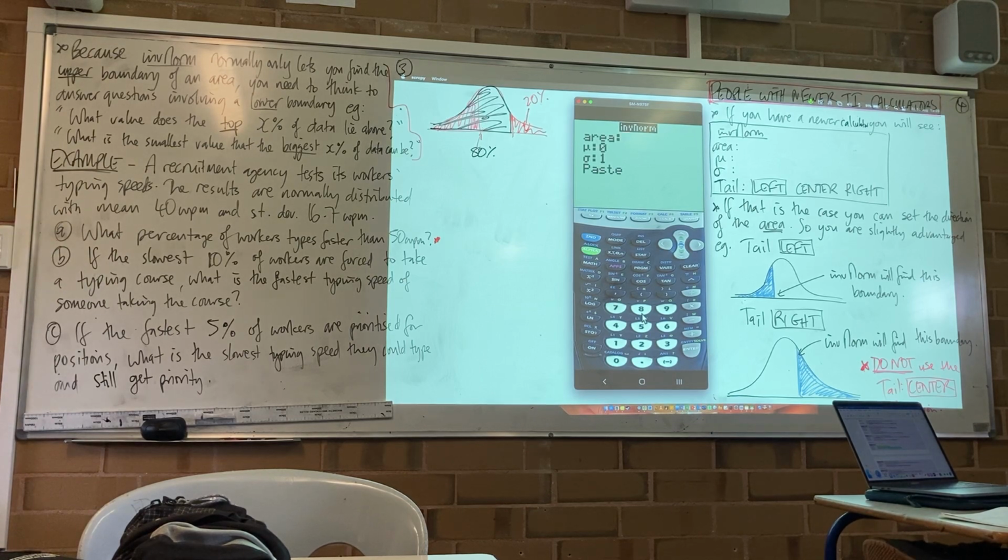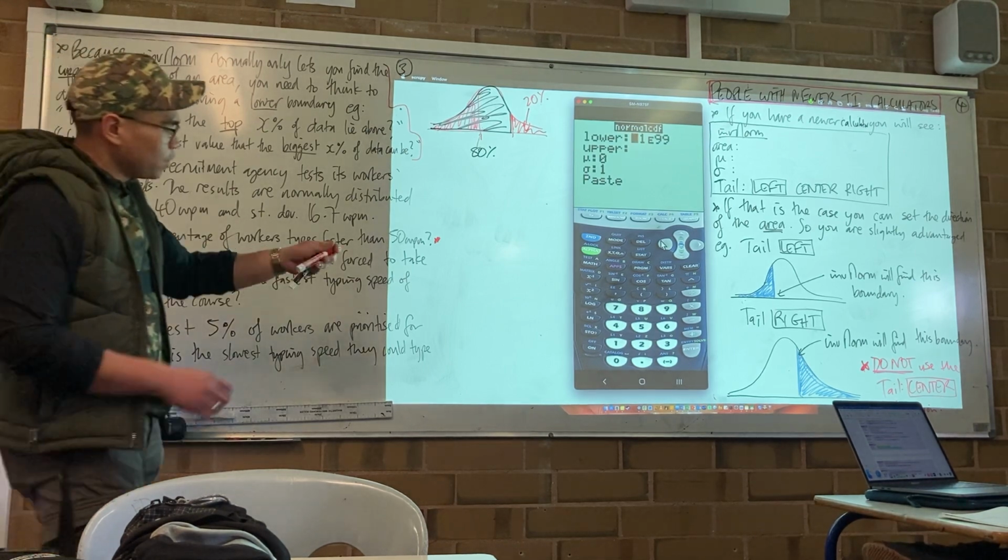What percentage of workers types faster than 50 words per minute? Can someone remind me how I access normal CDF? What do I press? Second vars. Select normal CDF, which is the second one. I want to answer this question. What percentage of workers types faster than 50 words per minute? So all I'm going to do is type in faster than 50 words per minute.